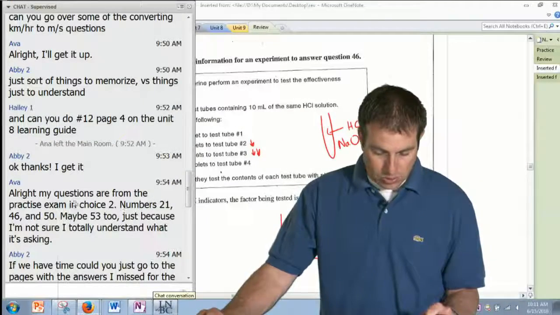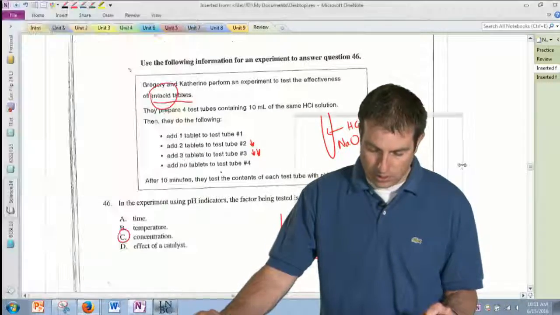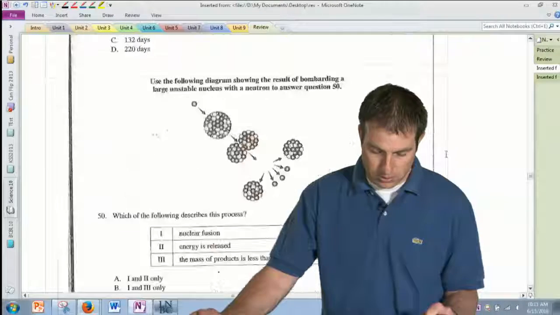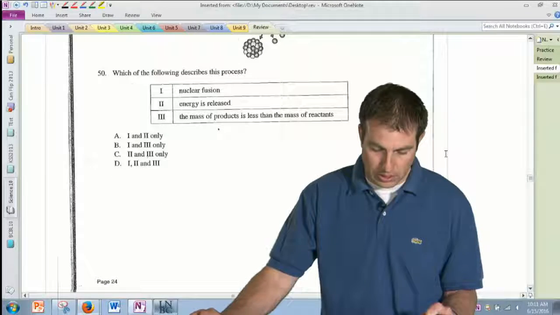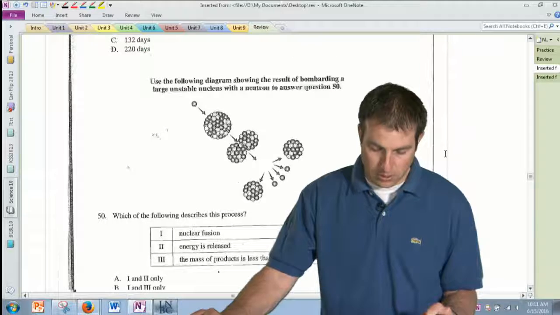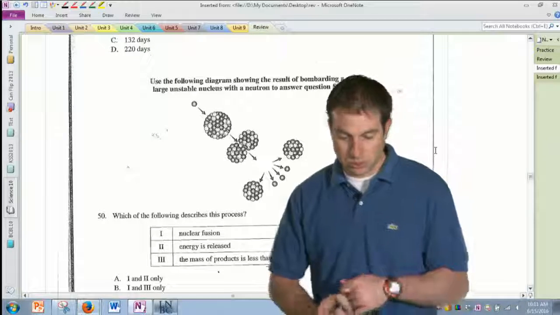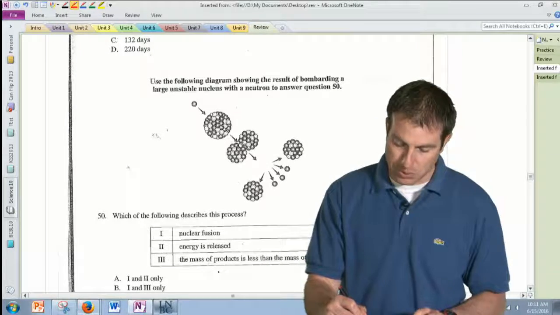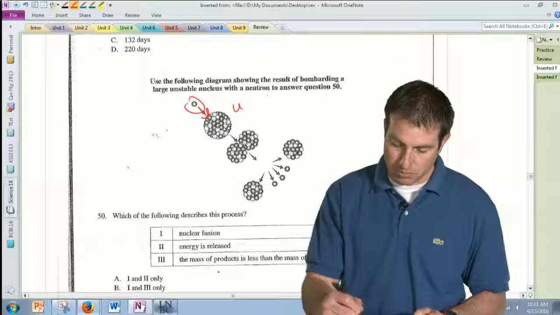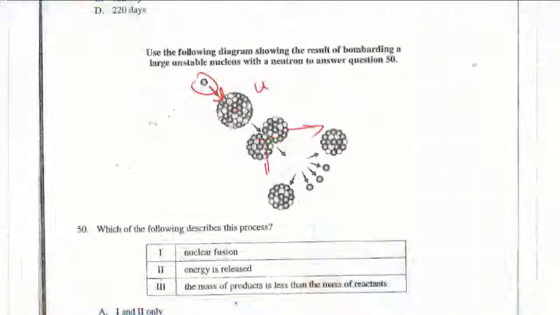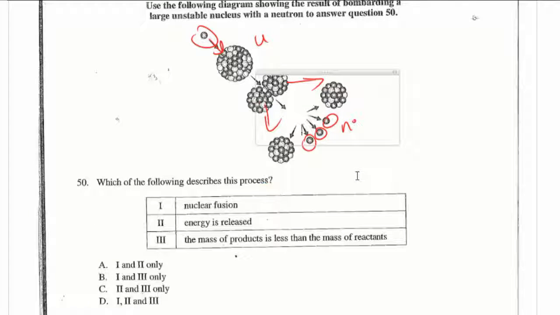All right, 21, 46, 50, and 53. Which of the following describes this process? This looks like induced fission, so this is probably uranium. We have a neutron that splits apart into 2 big things, and 3 more neutrons are created. Nuclear fusion, energy is released. The mass of the products is less than the reactants.